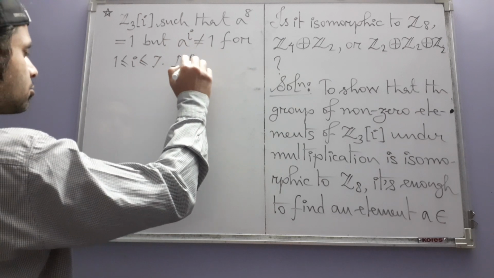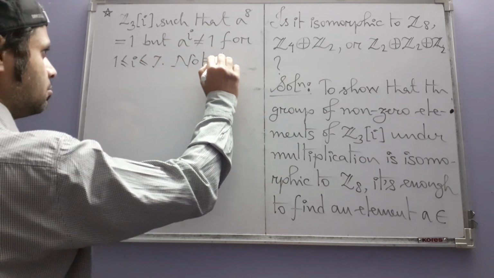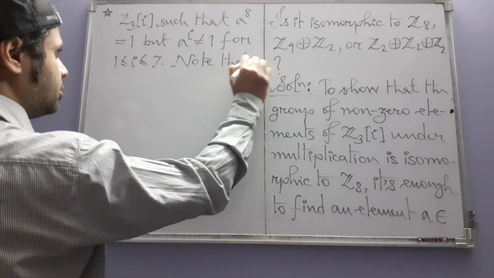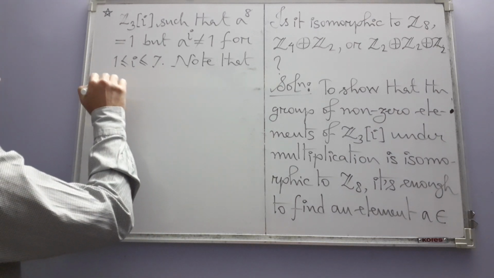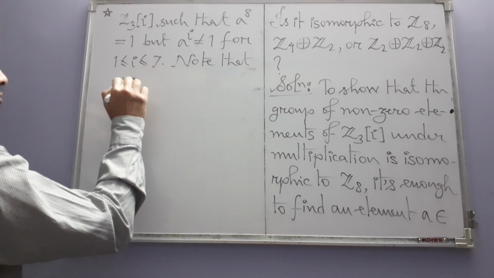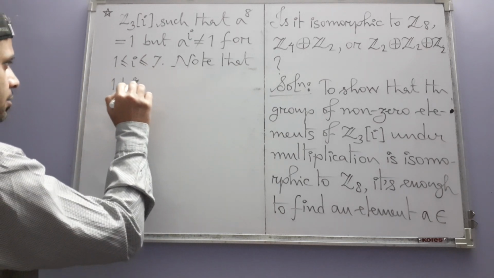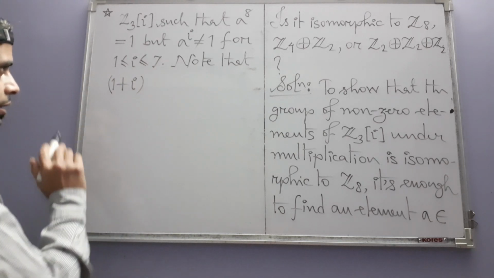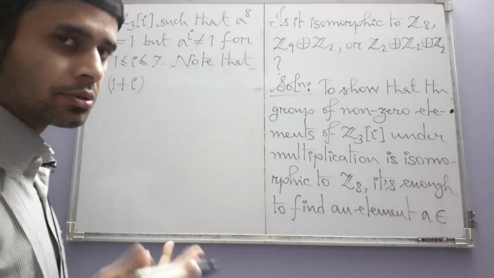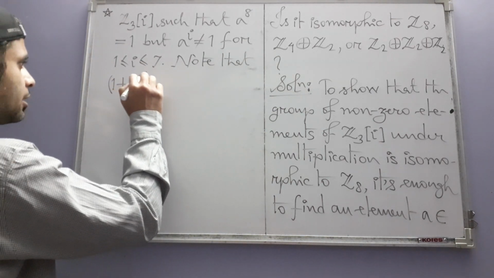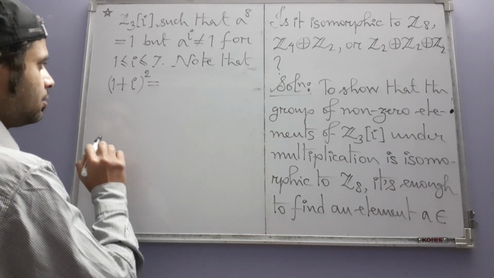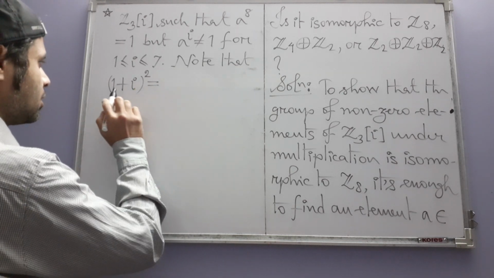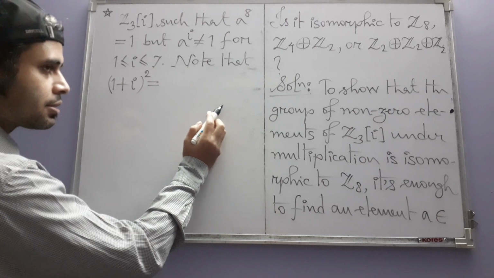So we show that fact by calculating higher and higher powers of 1 plus I. Note that 1 plus I itself of course is not equal to 1. So we can start with the square of 1 plus I. 1 plus I whole square is going to give us what? 1 square plus 2I plus I square.